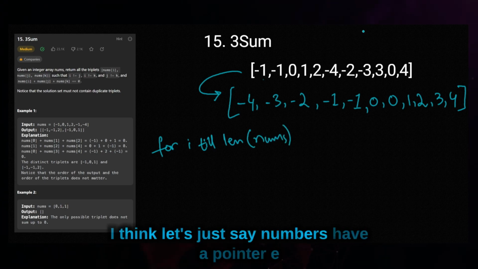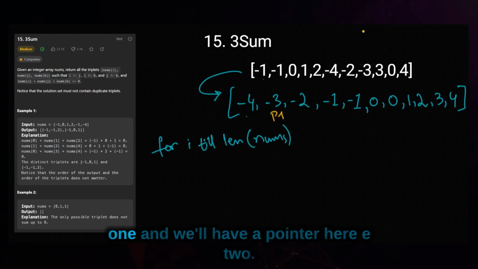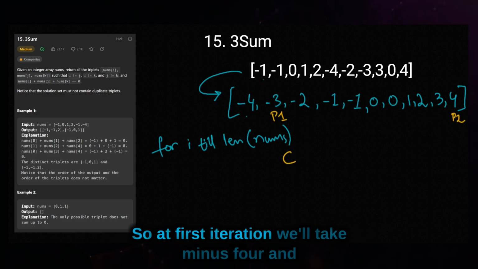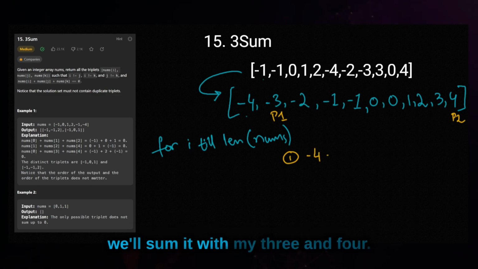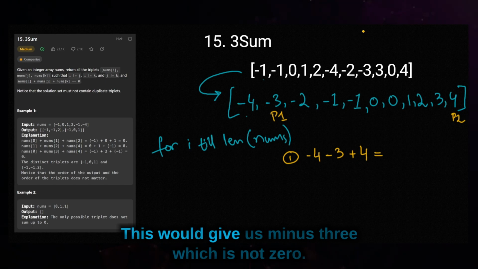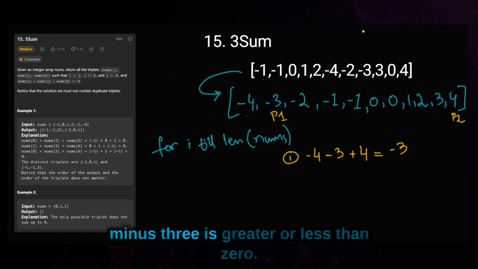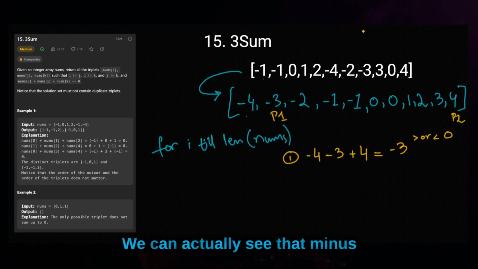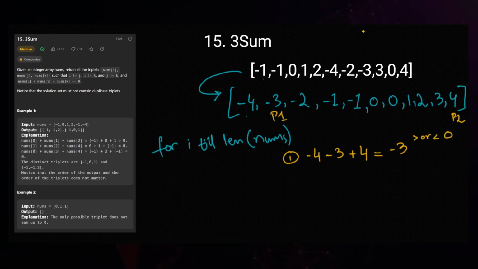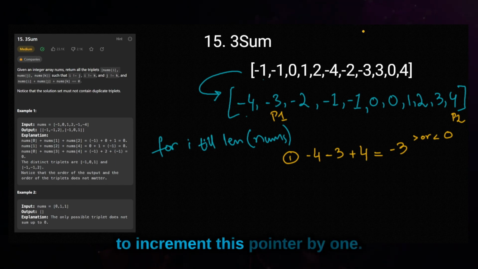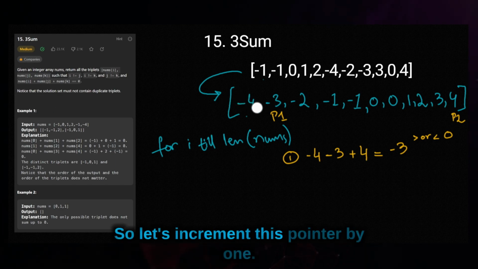Let's say we have a pointer p1 and a pointer p2. At the first iteration we'll pick -4, and we'll sum it with -3 and 4. This would give us -3, which is not 0. When this is not 0, we'll check if -3 is greater or less than 0. We can see that -3 is less than 0, so we know that we have to increment this pointer by 1. So let's increment this pointer by 1.